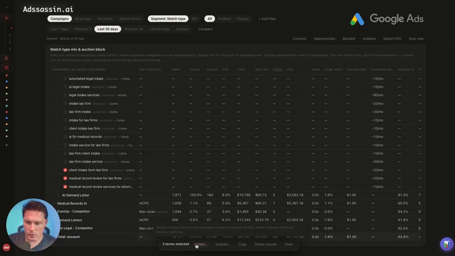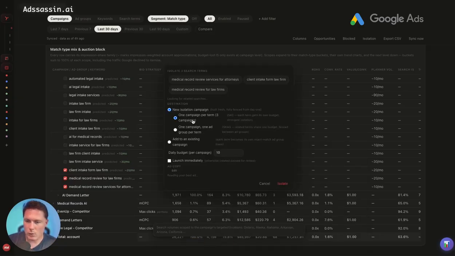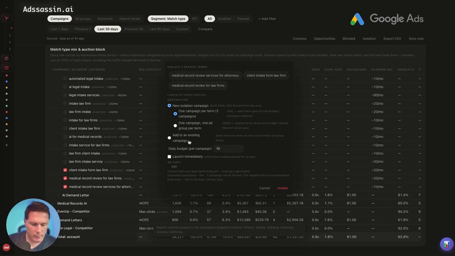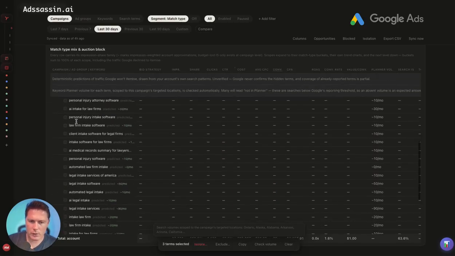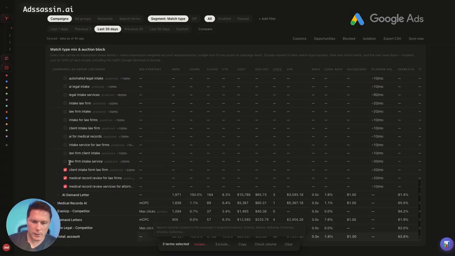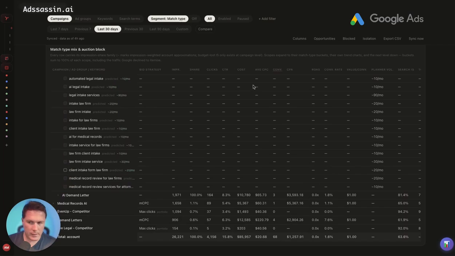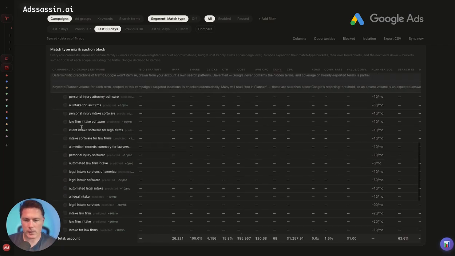And basically you can isolate it into its own campaign, or campaigns, and basically bid on those specifically, or you can go ahead and literally exclude them. I like to basically clean it all up and try to negate everything else out, and then bring some of the really good high intent keywords into their own campaigns and such.